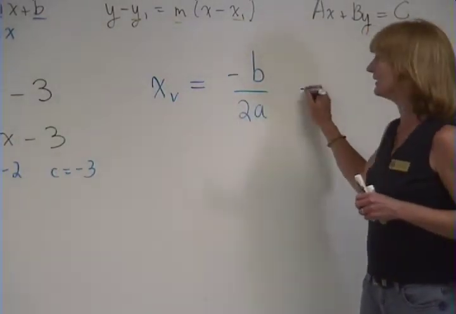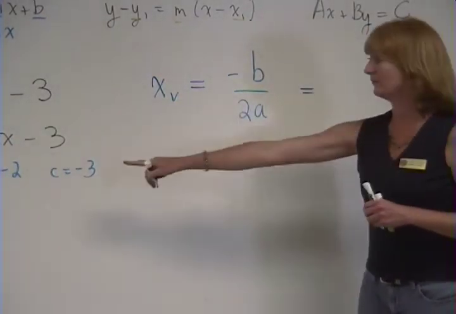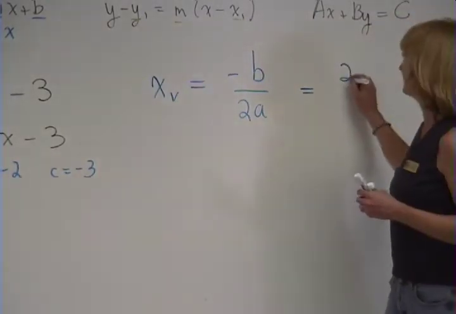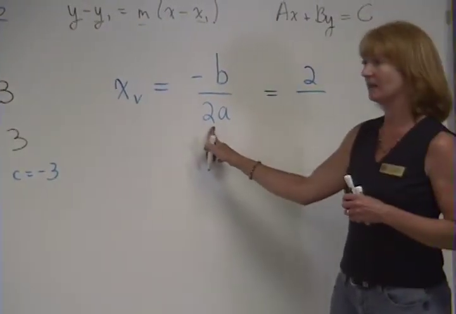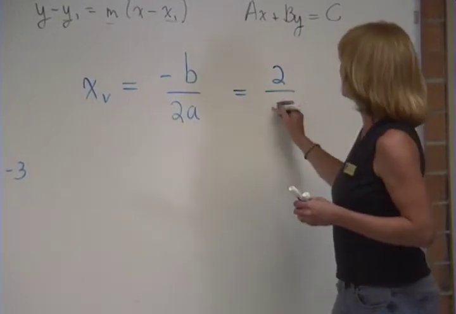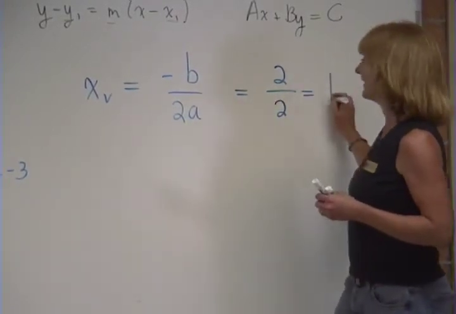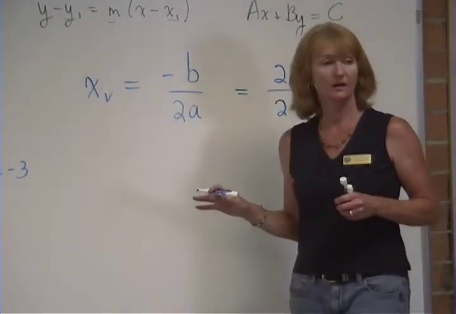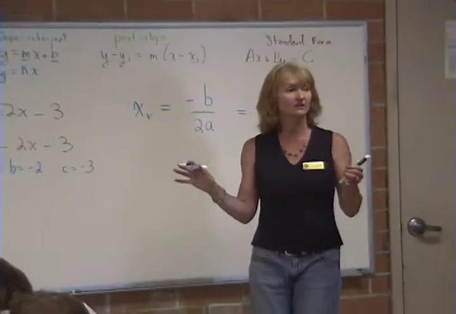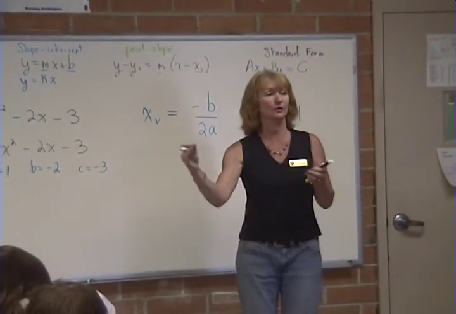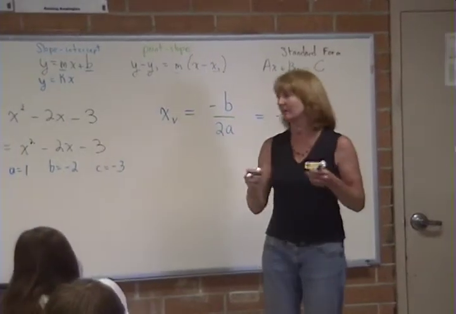So x of the vertex, opposite of b over 2a. What is the opposite of b? B is negative 2, the opposite is positive 2. What's 2 times a? 2 times 1 is 2. So in this case, our x-coordinate is 1. We don't know where else the ordered pair is going to be, other than we're going to go to the right one. We don't know how far up or down to go yet.